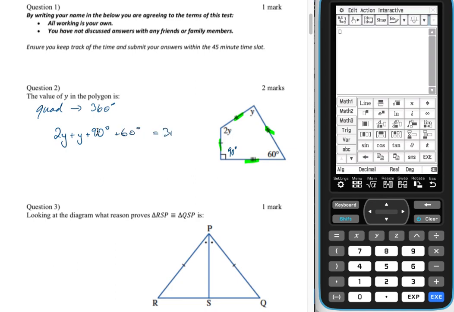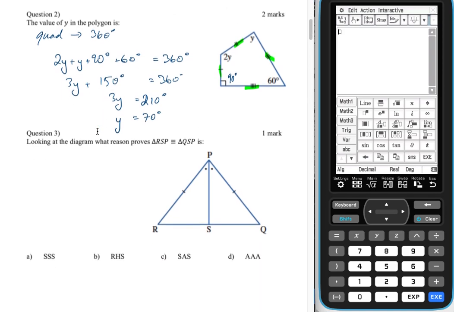3y plus 150 degrees equals 360. Using SABMIB, we now have to take 150 from both sides. And we've got 360, so this would be 210 degrees. Divide both sides by 3, so y is 70 degrees. That'd be 2 marks there.